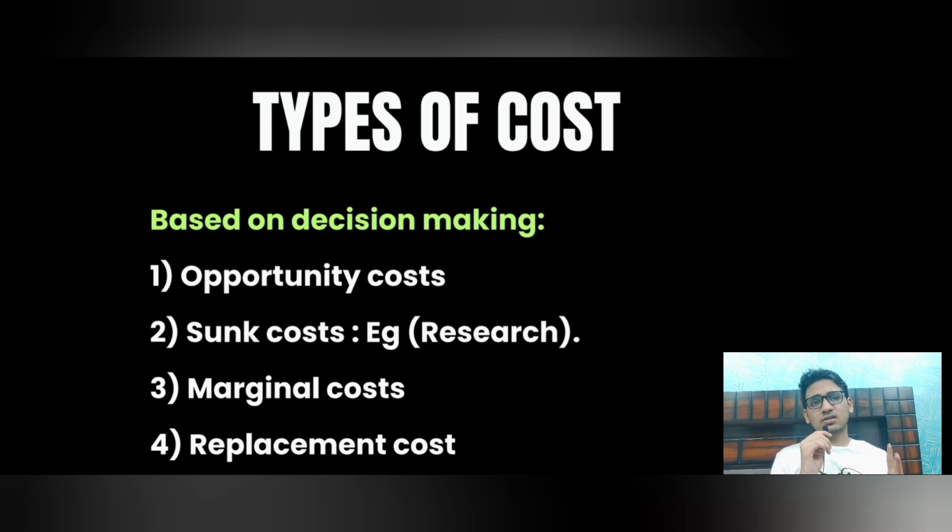And number two, we move on to the sunk cost. Sunk cost refers to those types of costs that are already incurred and cannot be recovered. For example, research cost. And number three is marginal cost. Marginal cost refers to the additional cost that a company incurs in order to produce one more extra unit. For example, a company produces 100 units, but then it decides to produce one more extra unit. Then the cost to produce that one extra unit is known as marginal cost. And number four is replacement cost. Replacement cost refers to those types of cost in which the product is replaced at the current market price.